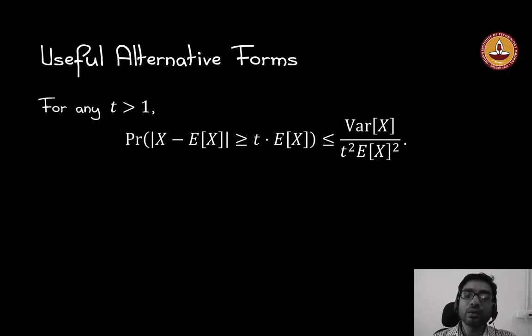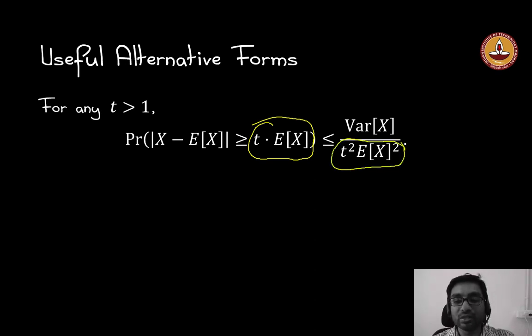The same inequality can be slightly rewritten, so you can rewrite it in a couple of forms. Here's one form. If you write this tail as t times the expectation of X, you simply get t in over here. It's going to be the square of whatever you put in over here. So it's going to be variance of X divided by t squared times E[X] the whole square.